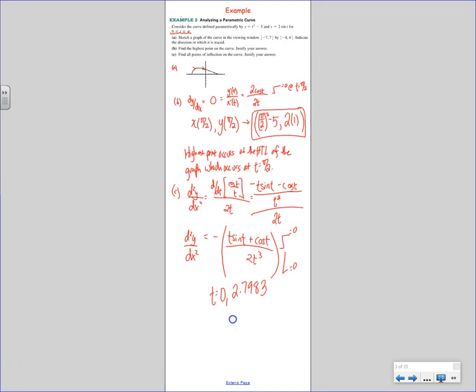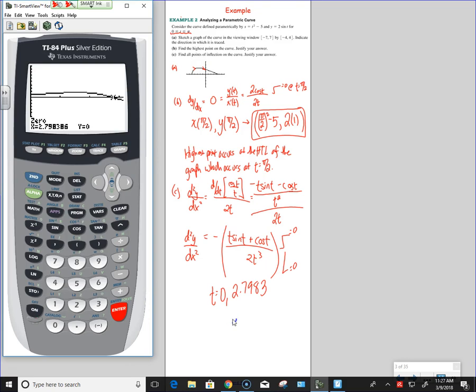So far, I got nothing though. I got work, but I got no answers. Why? See if it's positive, negative, negative. But pause. What can I see on my graph of my second derivative?